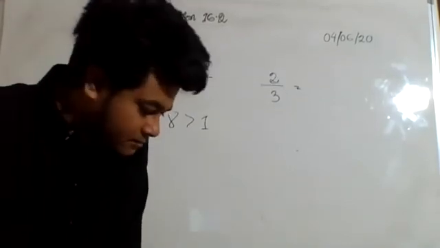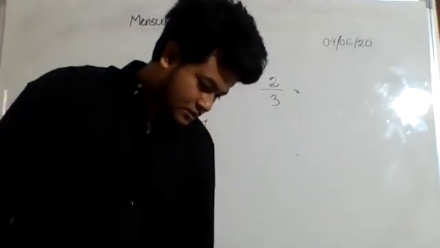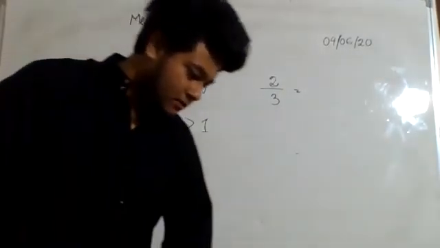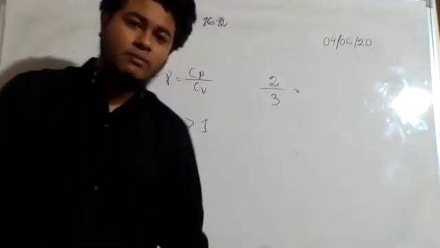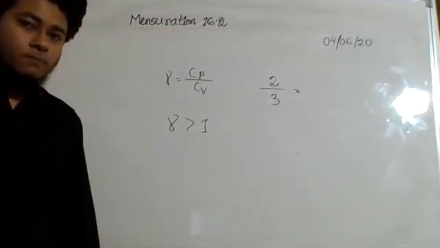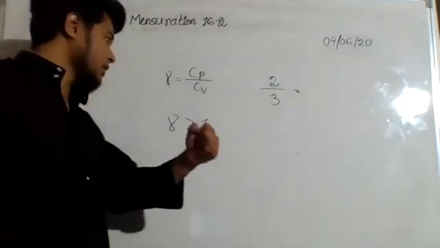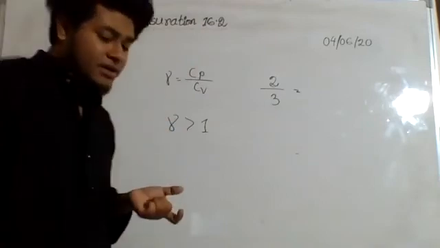We have 2 minutes of time, so let us try to finish this topic at least within these 2 minutes. Okay, so gamma is equal to Cp by Cv. Now what is the unit of gamma? Can anybody tell me from here? Sir, unitless. Yes, it will be unitless. So why will it be unitless?